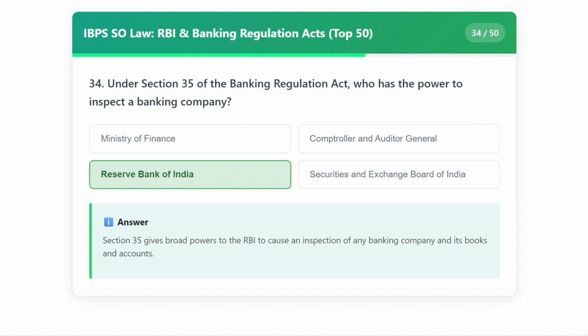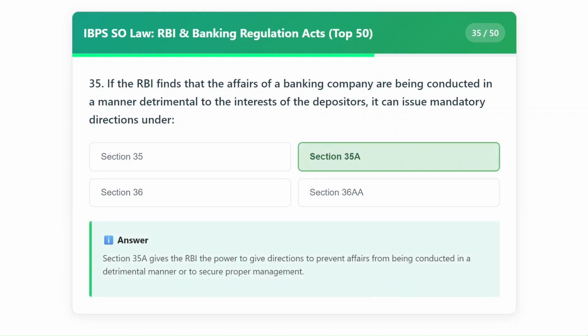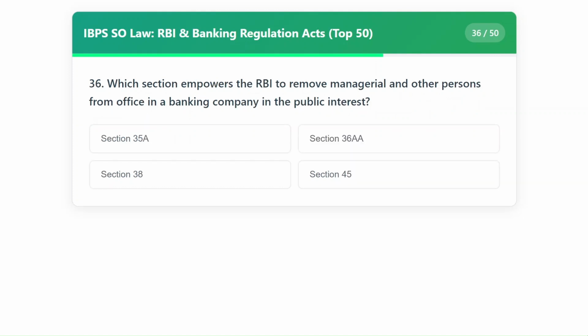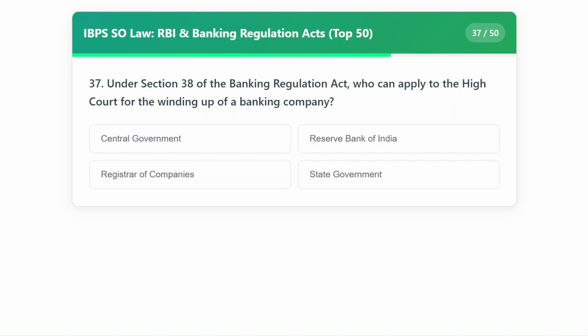Reserve Bank of India. If the RBI finds that the affairs of a banking company are being conducted in a manner detrimental to the interests of the depositors, it can issue mandatory directions under Section 35A. Which section empowers the RBI to remove managerial and other persons from office in a banking company in the public interest? Section 36AA. Under Section 38 of the Banking Regulation Act, who can apply to the High Court for the winding up of a company?